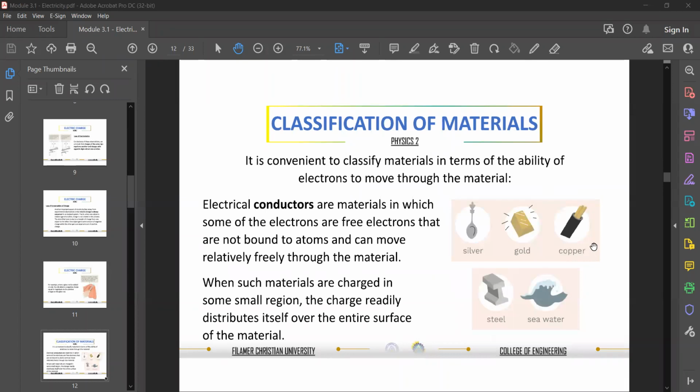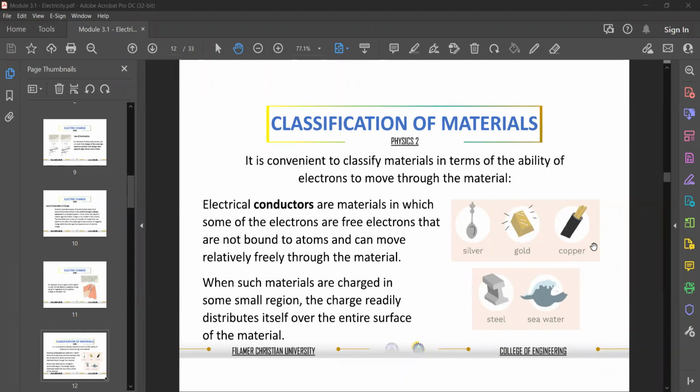So it is convenient to classify materials in terms of the ability of electrons to move through the material. We have, I think, three: conductors, insulators, and semiconductors. Diba? So electrical conductors, these are materials in which some of the electrons are free electrons, not bound to atoms, and can move relatively freely through the material. So meaning, pwede sila move freely.